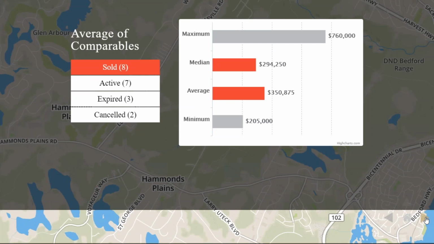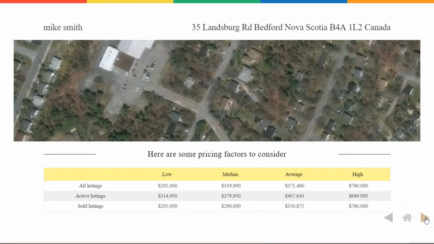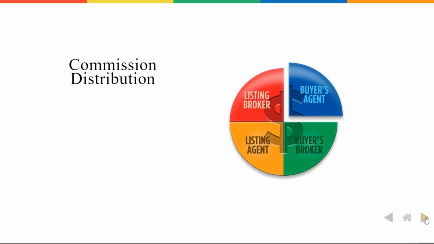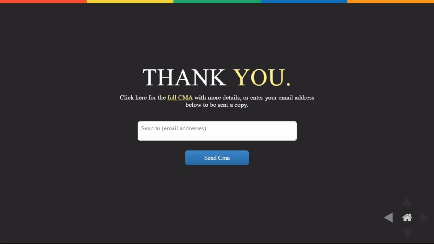Okay, so average of comparables, sold property analysis. Some pricing factors to consider, next steps, commission distribution, intelligent pricing, right? Some good information. Then it says, thank you. Click here for the full CMA with more details or enter your email address below and send a copy, right? Choice is yours. You can send that to your client if you want, or you might just want to close that window off real quick and say, what did you think? Or you can click back home.